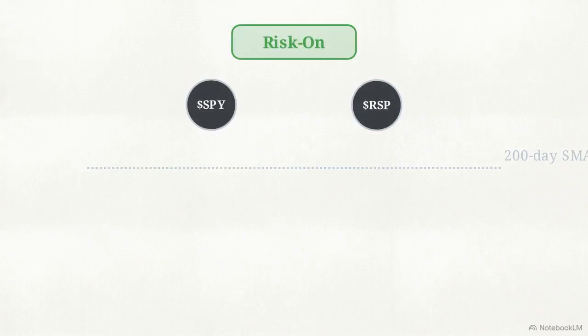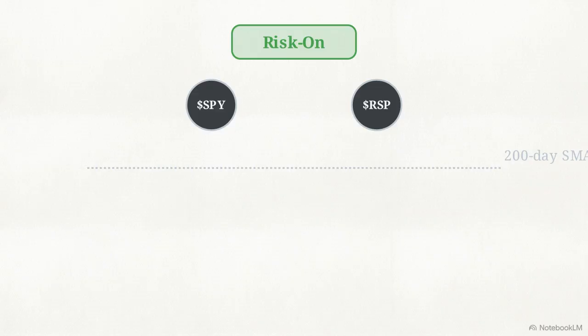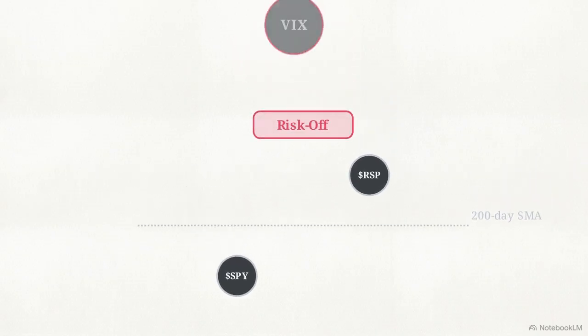The state machine begins with the macro gatekeepers. A risk-on posture is triggered only when both the cap-weighted SPY and the equal-weighted RSP trade above their 200-day simple moving average. If either breaks below that level, the system shifts to risk-off.